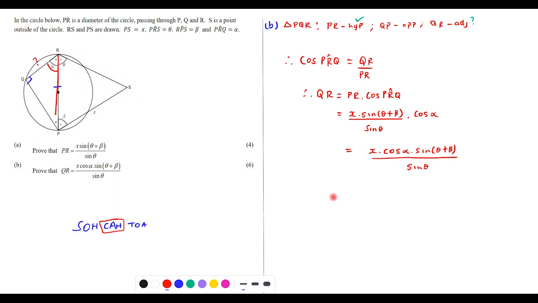Now this is basically applied even when you're talking about the grade 11 2D and 3D trigonometry application.